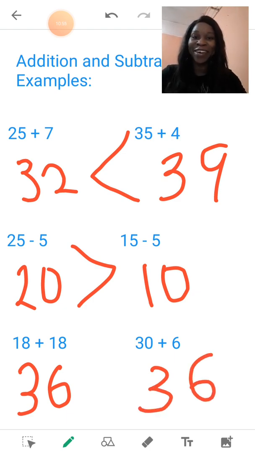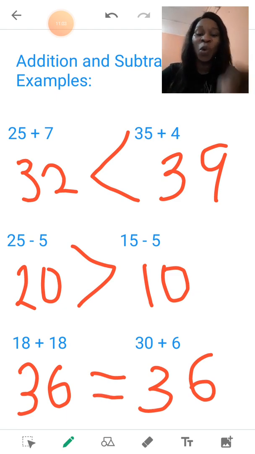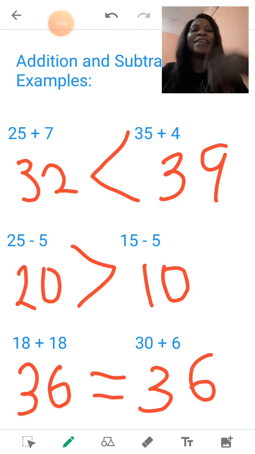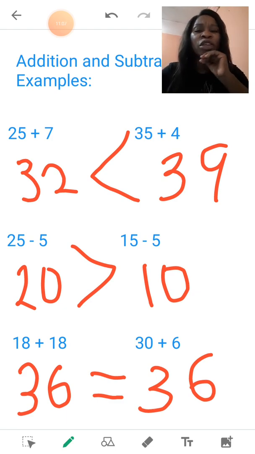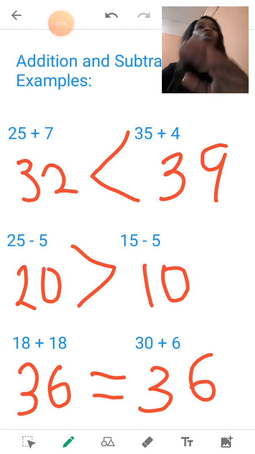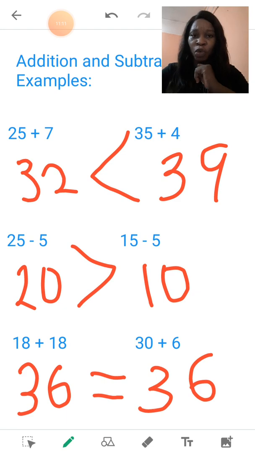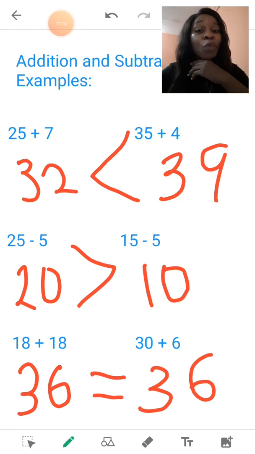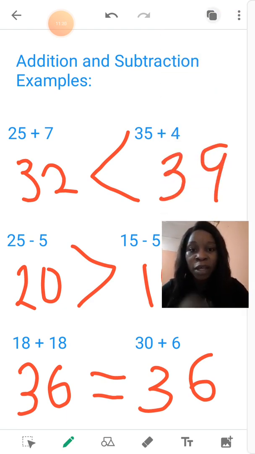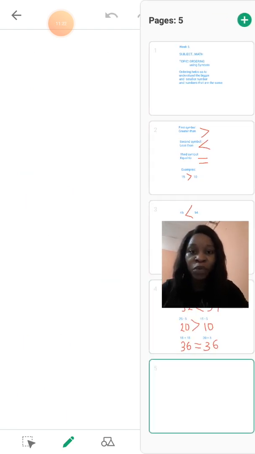It's the same number. So it's not greater than, it's not less than, but it's what? Equal to. So 36 is also equal to 36. It's very easy. All you need to do is understand the concept. Once you understand the concept, you're good to go. Somebody's asking me, what about when we're talking about multiplication? It's the same way. Now let's take 2 examples on multiplication. Then we try out some examples on our own.